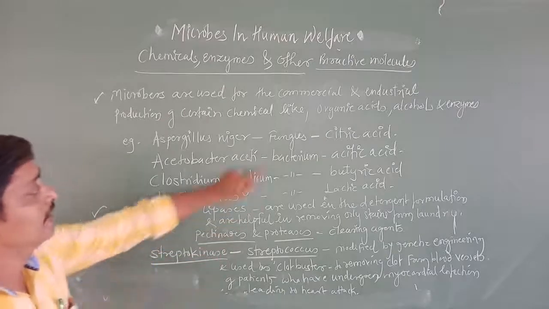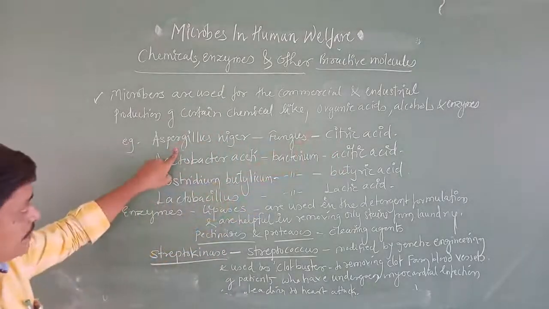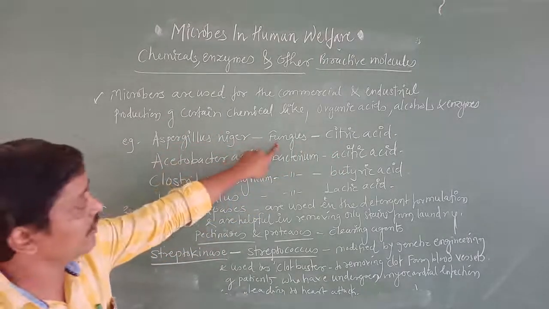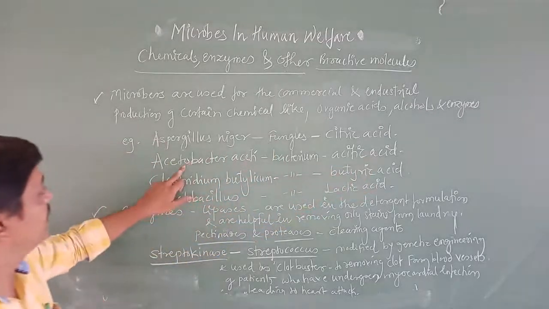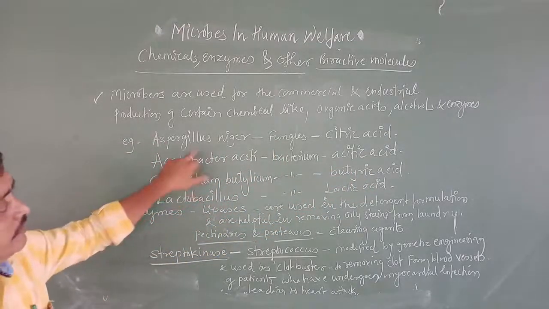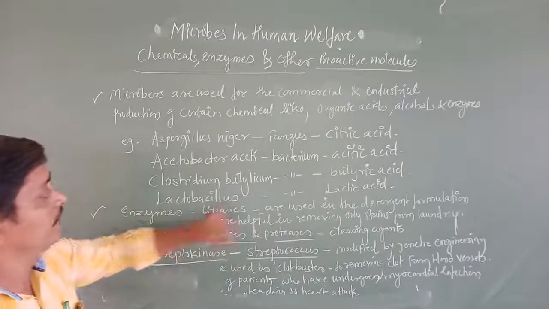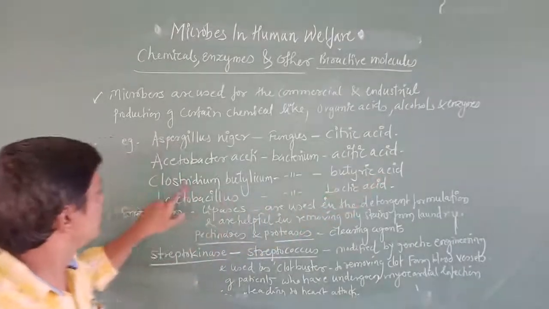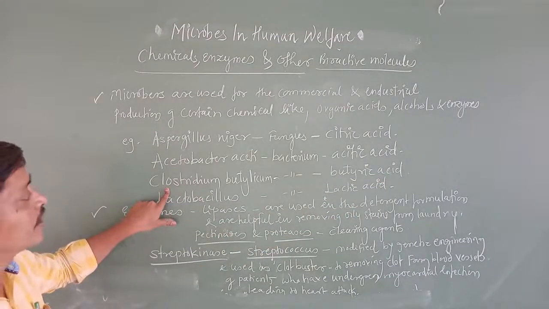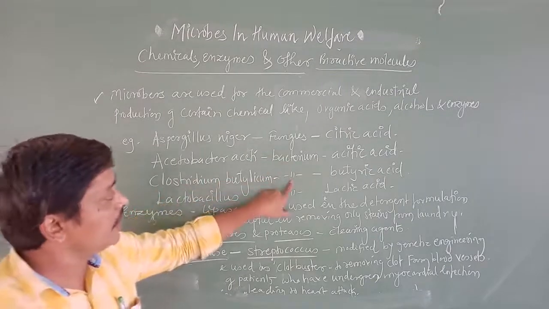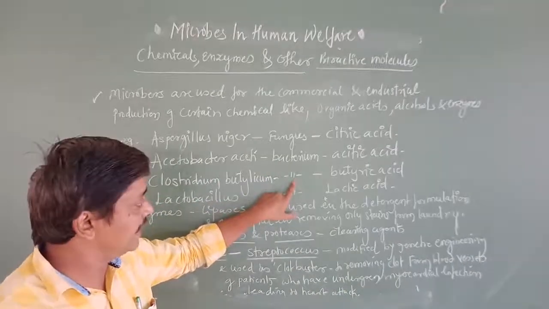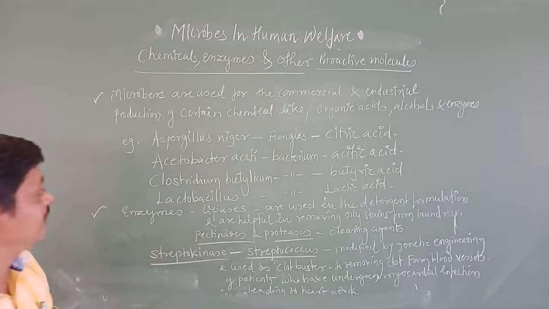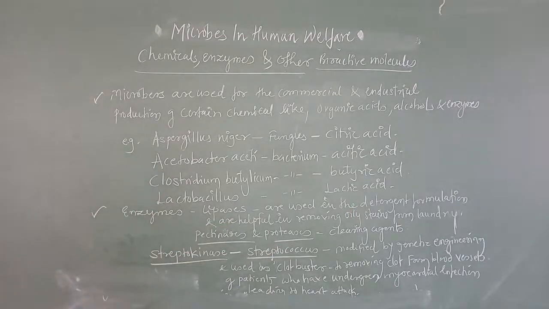Citric acid is produced by Aspergillus niger, that is a fungus. Acetic acid is produced by Acetobacter aceti, and that is a bacterium. Then butyric acid is produced by Clostridium butylicum, and that is also a bacterium. And the last one is lactic acid, that is produced by Lactobacillus. Understood?